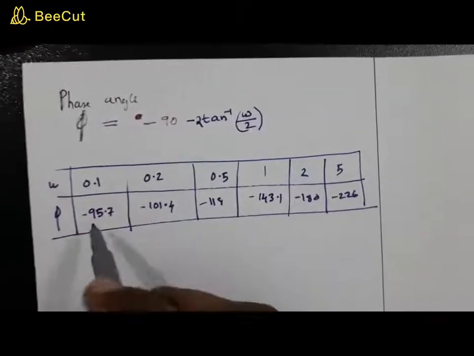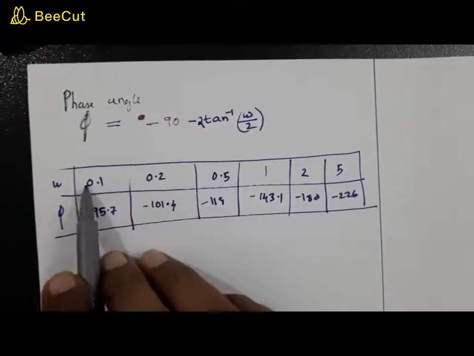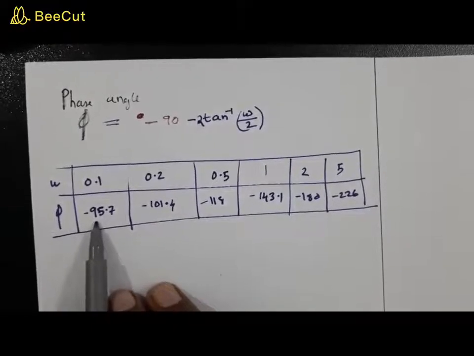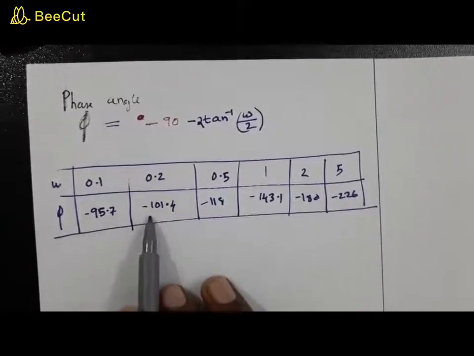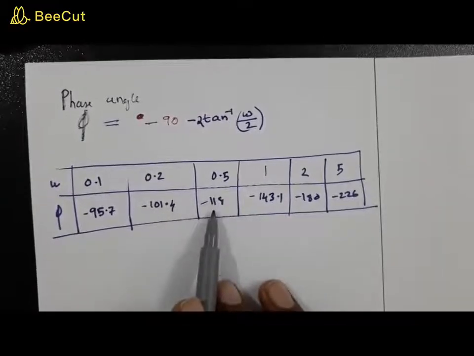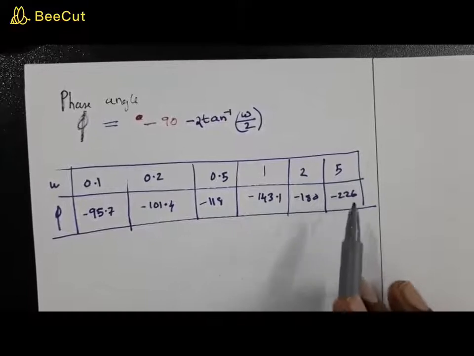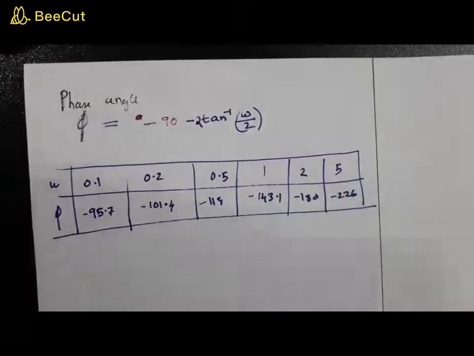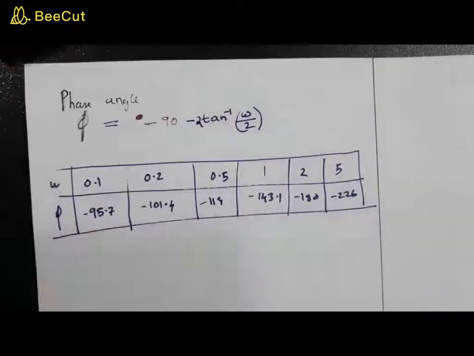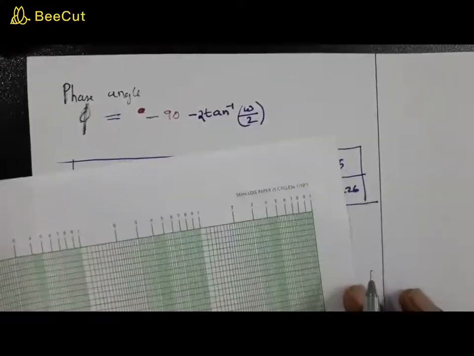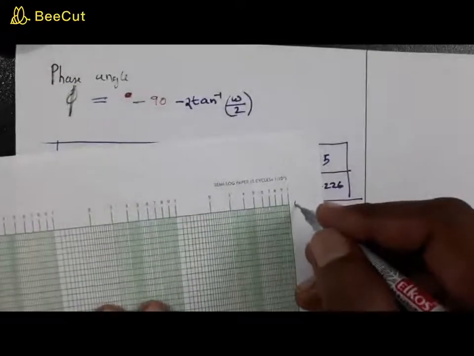Okay, so these are the points that I have got for 0.1 omega. 0.5 is found out to be minus 95.7, 0.2 is 101.4, 0.5 is minus 118, 2 is minus 180, and 5 is minus 226. So I'll just explain how to plot this phase. This phase is to be plotted on this side.